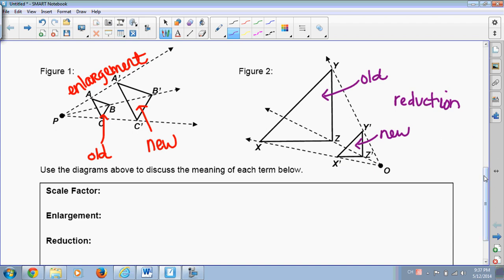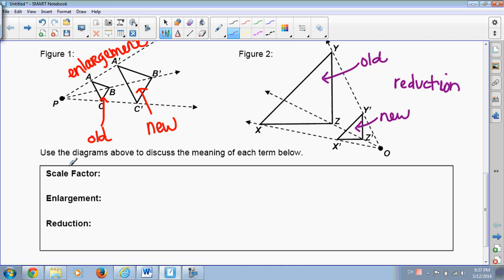Okay? We've learned a few of these words already, such as scale factor. Scale factor, you should remember, this is super important, is new over old. Your new shape over your old shape. For example, if the length of XY was 10 and the length of X prime Y prime was 2, then what would the scale factor be? The new one would be 2 over the old length of 10, which reduces to 1/5. So the scale factor is 1/5. It's reducing to 1/5 of its original size.